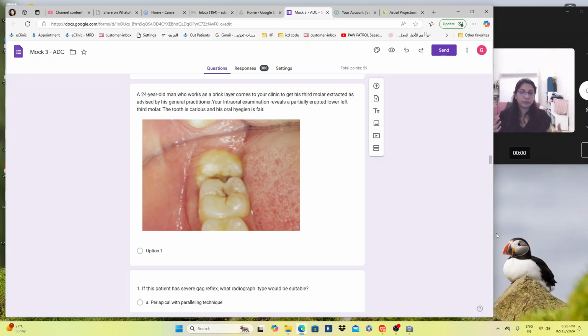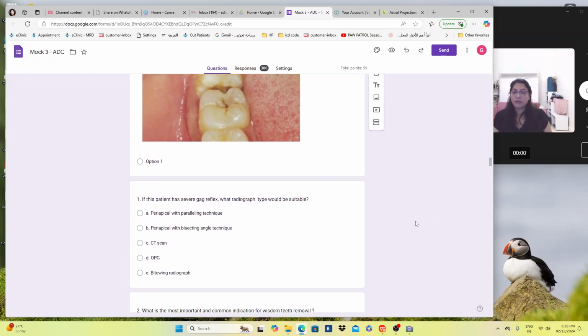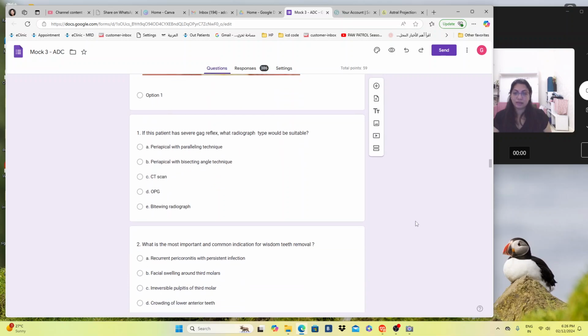So this is your question. Now let's see what the sub questions are. If this patient has a severe gag reflex, what radiograph type would be suitable? Severe gag reflex means the more you go posteriorly in the oral cavity, the more the patient is going to gag. So what are you going to do?